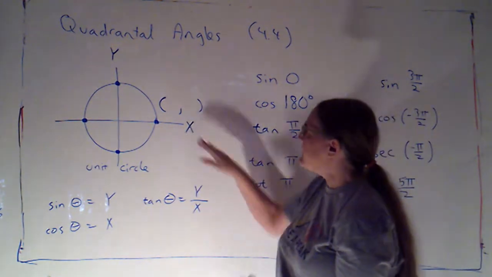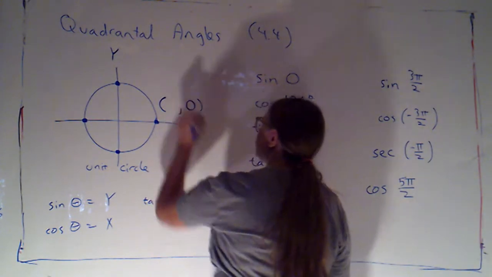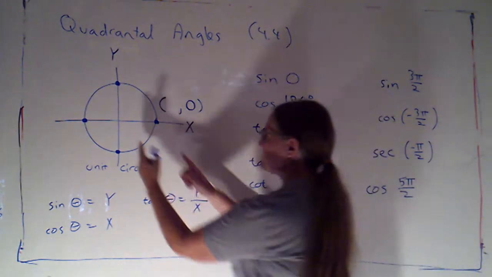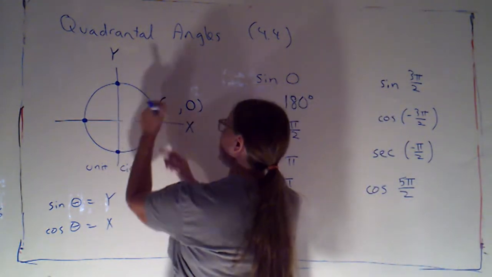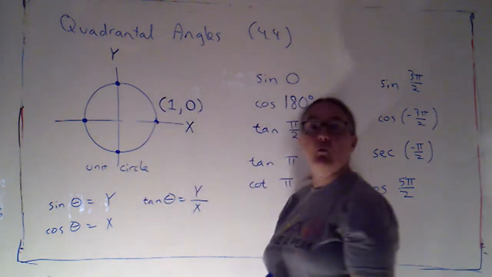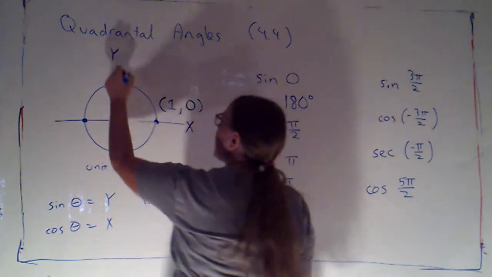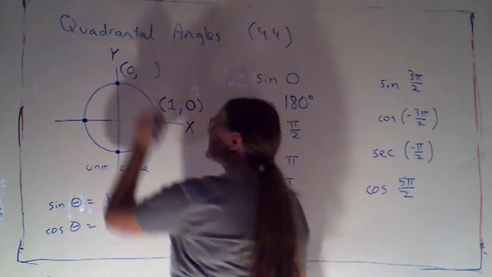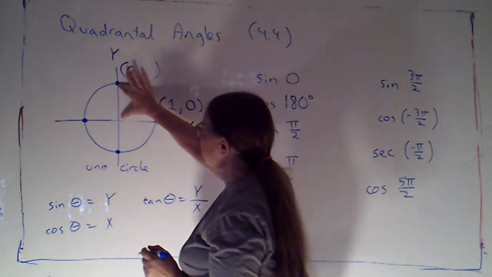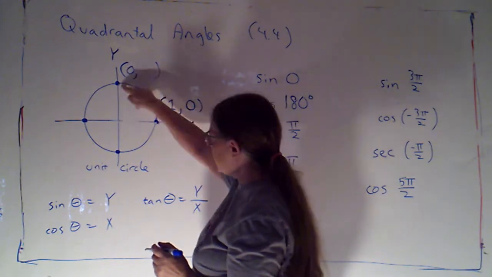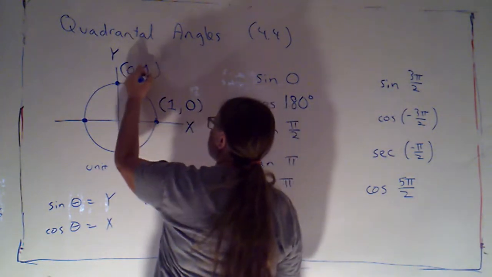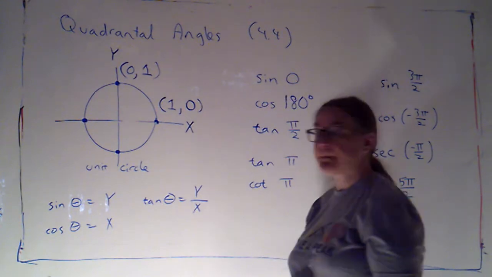Okay. If we're on the capital X axis, our Y value is 0. But I know this is the unit circle, so this distance has to be 1, so that point is going to be 1, 0. For this point up here, now we're on the capital Y axis, which means our X value is 0. But again, this distance has to be 1, and I can see we're going up, which is the positive direction, so that's going to be 0, 1.